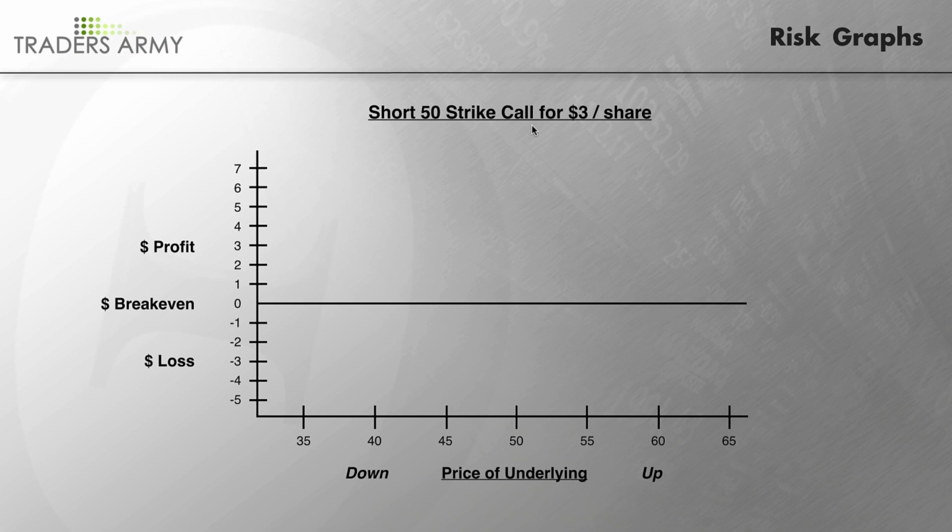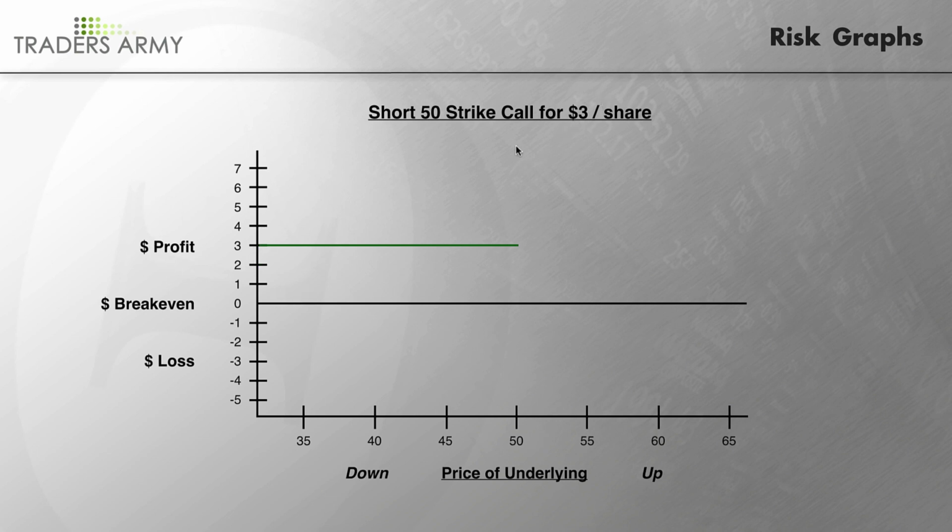Where would the stock need to be for the buyer to lose all $3 and for the seller to make all $3? For the seller to make all $3 at expiration and the buyer to lose all $3, the stock would have to be at $50 or lower. So the horizontal line would be drawn at $50 or lower, but in this case it's drawn in the profit zone. Why?